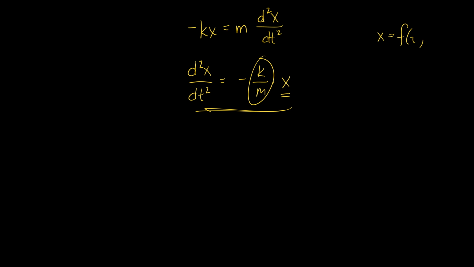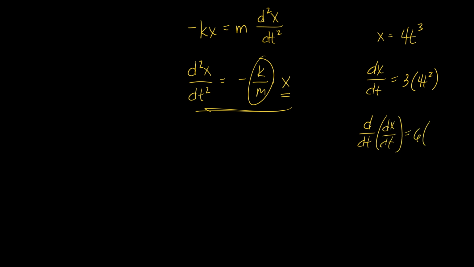And I know you're looking at me. I can see that look. Here's a function. This is a function, right? It's a function that has t in it. What's the first derivative of this function? I'm doing this on purpose. What's the next derivative? So 6 times, well, just 4, 4t.